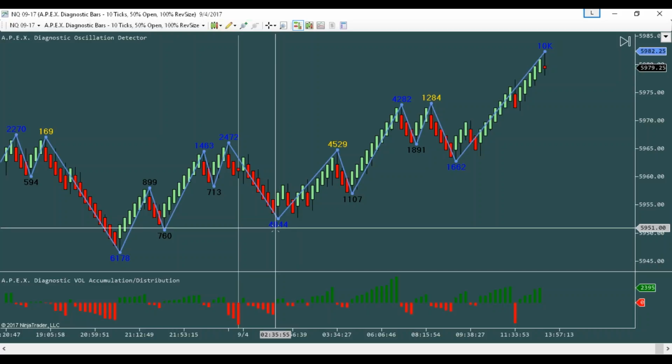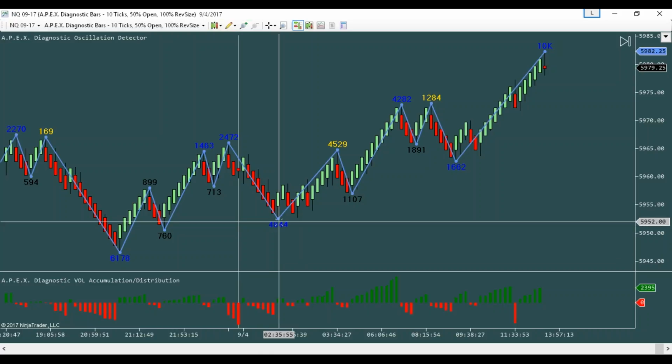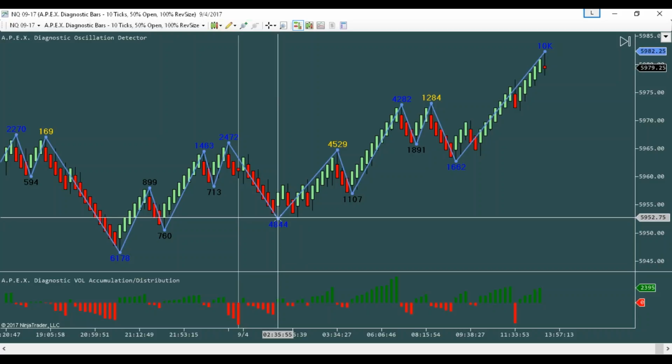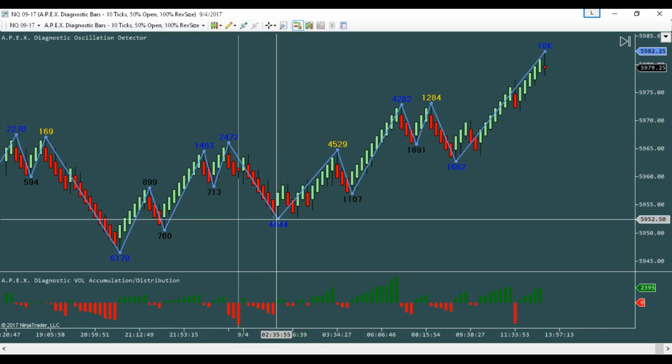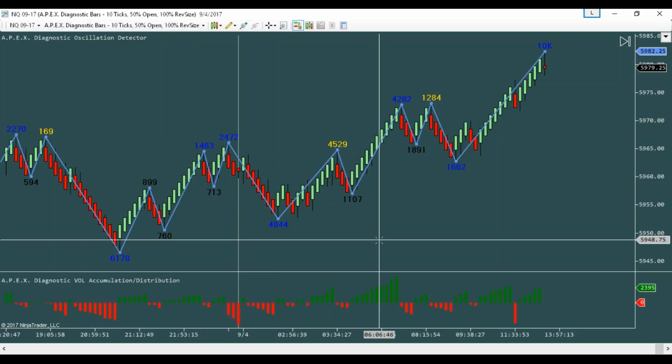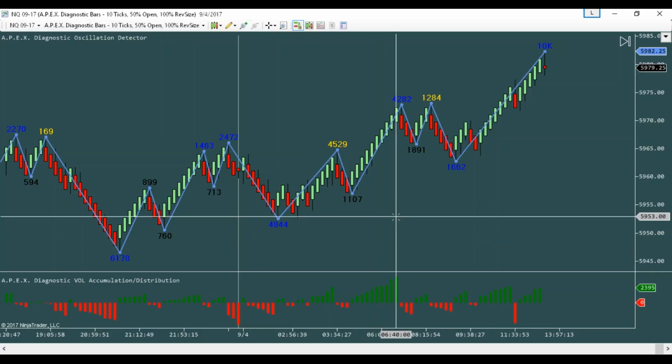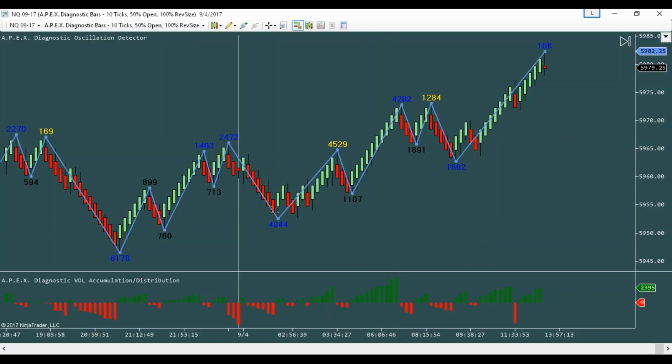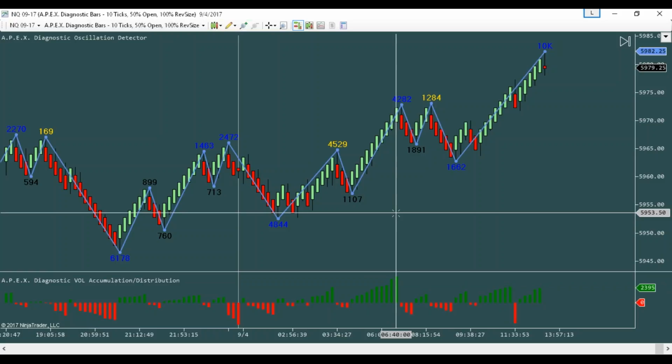The oscillation detector measures from high to low or low to high. You see that? It draws points for you from where it measures, and it gives you a number. Now, VAD doesn't measure from high to low. It measures from bar close. So you'll sometimes get slightly different readings on the oscillation detector than on VAD, and that's a good thing. This is just a different way to see volume.